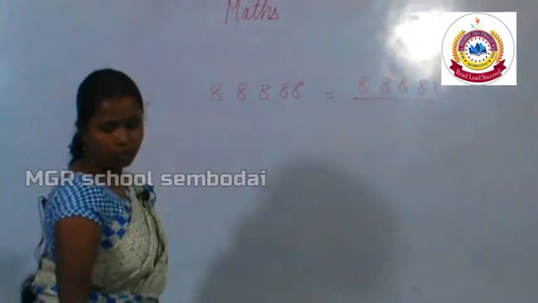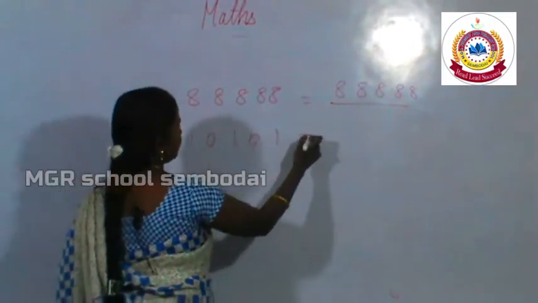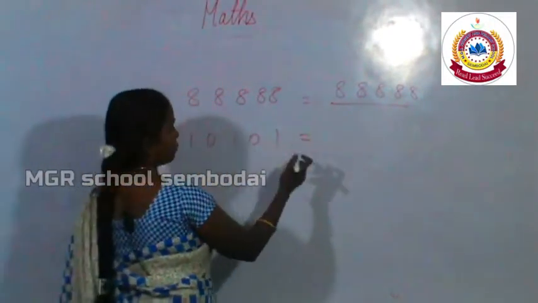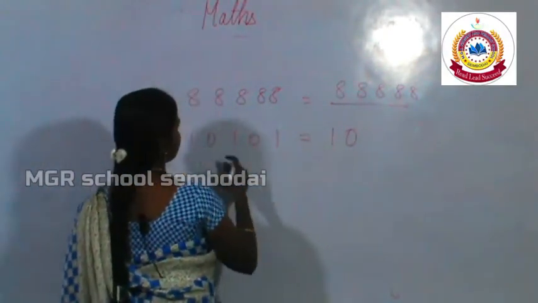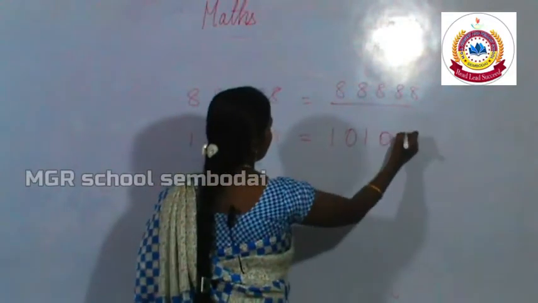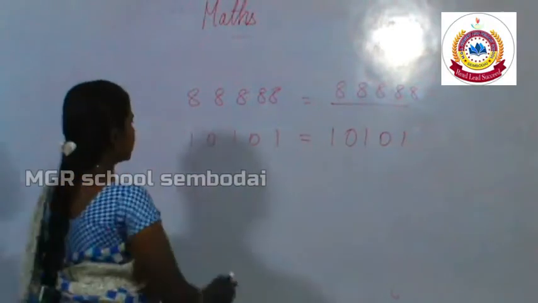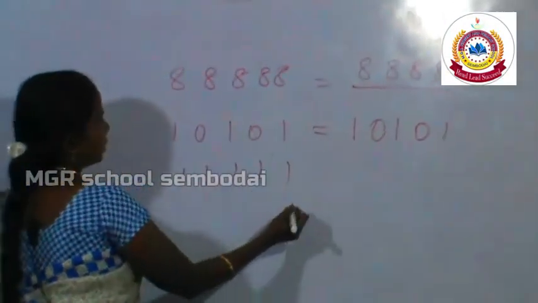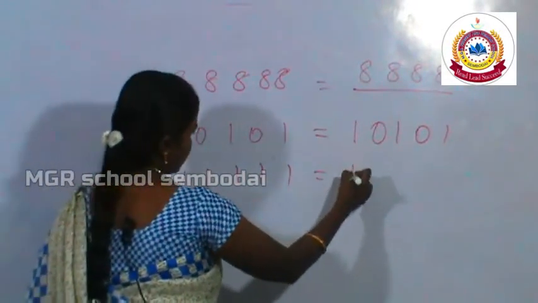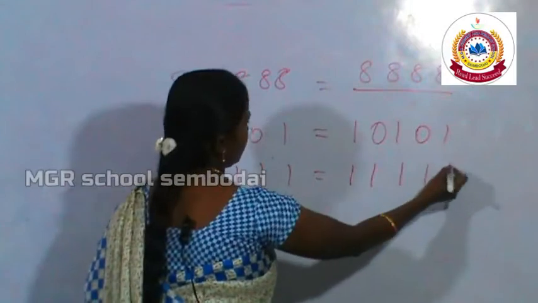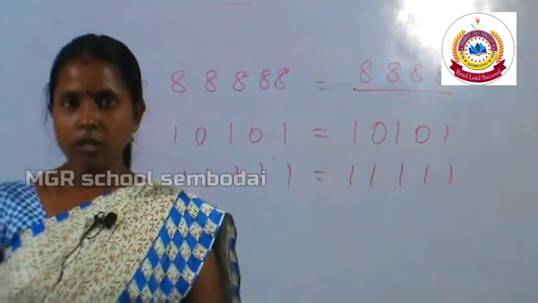Okay. Next one is 1 0 1 0 1. If you turn the 1 into the half turn, it will look like 1. If you turn the 0, it will also look like this. In the same way, you have to turn all the 1, 0 and 1. The next one is 1 1 1 1 1. The same way, like the first one we did, if you turn the 1, it will look like 1 1 1 1 1. Okay, students, in the same way, next one also you have to write.